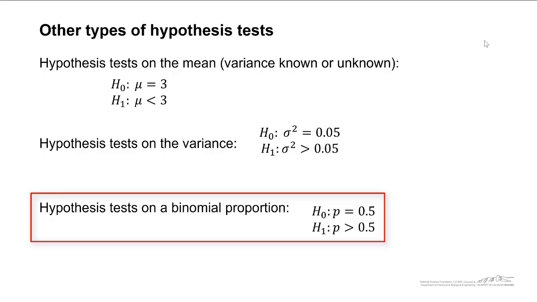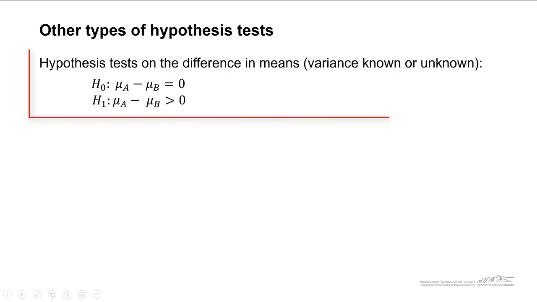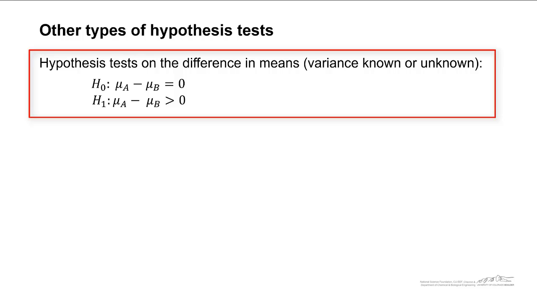So maybe you think that a coin is rigged and you think that it's coming up heads a lot more frequently than just 50%. You could put together a hypothesis test on that. We can put together hypothesis tests on the difference in means, so two different populations. Here we have the difference between the mean of A and B is equal to 0. That's our null hypothesis, or it's greater than 0.